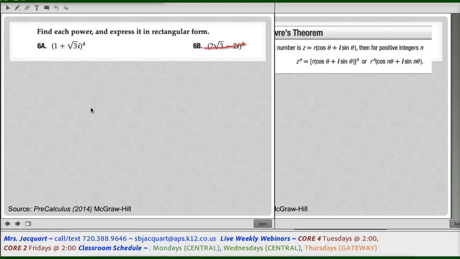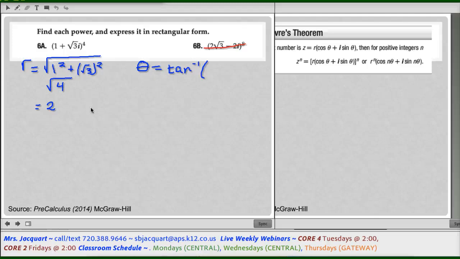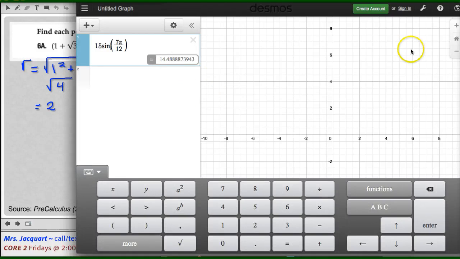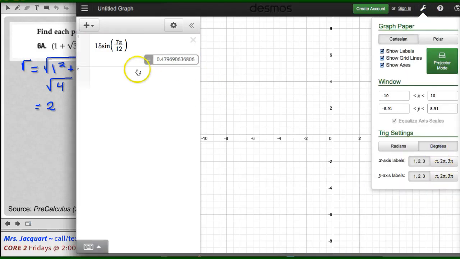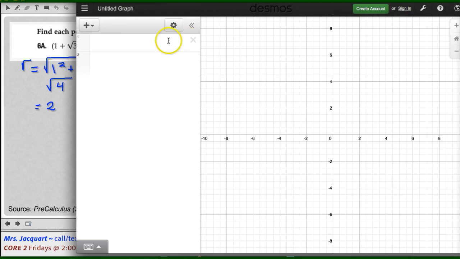If I have all this stuff, the first thing we want to do is find r and find theta. So r equals the square root of 1 squared plus square root 3 squared, which is square root 4, which is 2. Theta equals tangent inverse of square root 3 over 1. Let's go to desmos.com and find out what that angle is. Let's go to degrees again. It's easier for me to work in degrees.